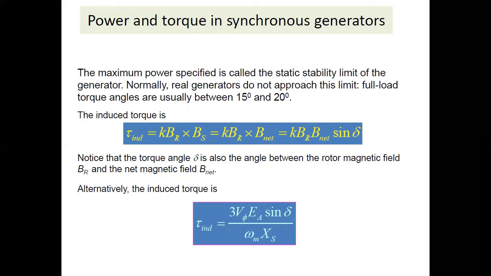Already it has been covered in Machines 1 and maybe Machines 2, where you have studied the synchronous machine. This is just for revision. Next lecture onwards, we will deal with the actual modeling of the synchronous generator.